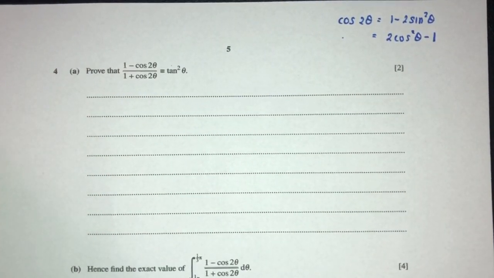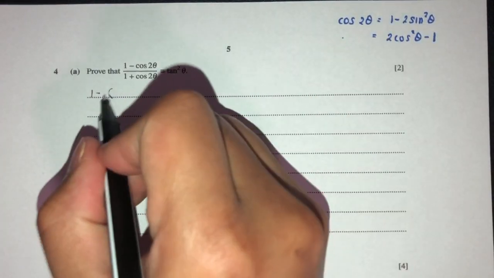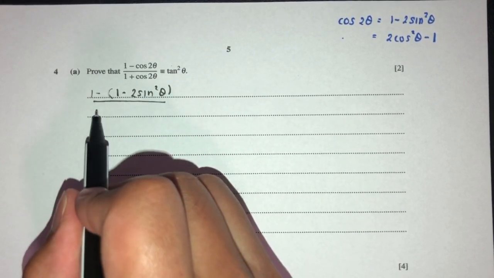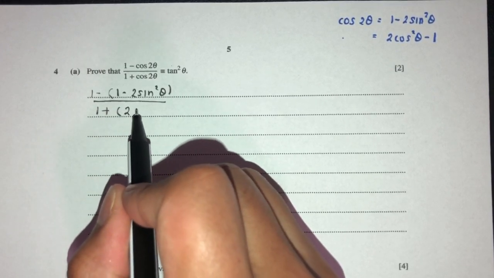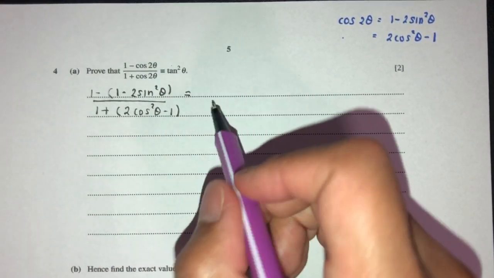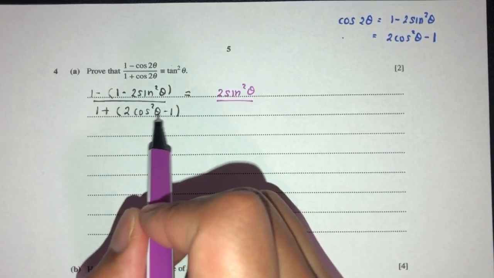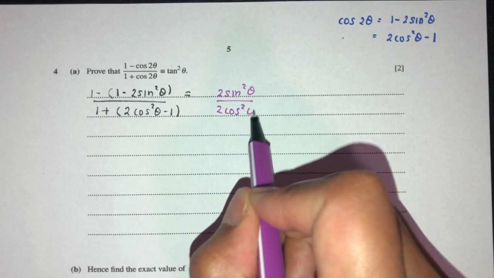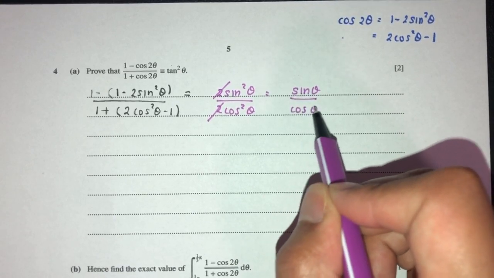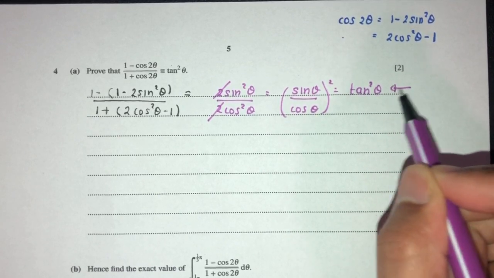Now since we know the value of tan is sine over cos, let me choose sine on top. That should become 1 minus this one. And let me use cos at the bottom because eventually we have to have something sine on top and cos at the bottom to get tan something. Simplify, this should become 2 sine square theta over the value of 1 minus 1 is 0, should be 2 cos square theta. This will go away. So you have sine theta over cos theta square. That will be tan square theta, shown as required for part A of your question.